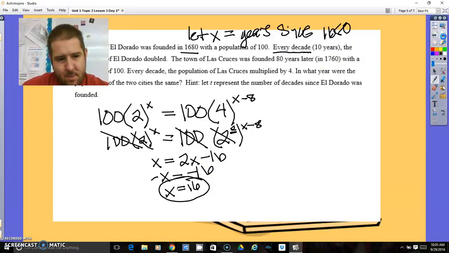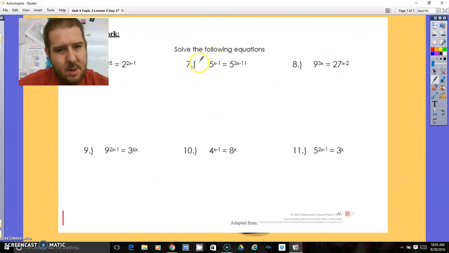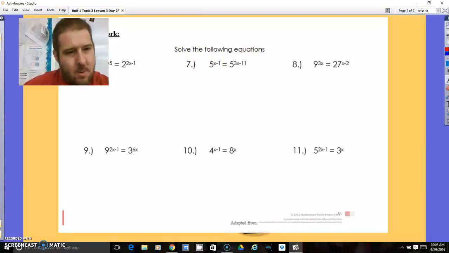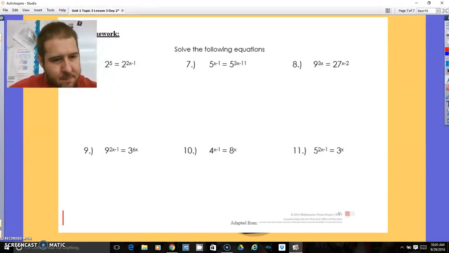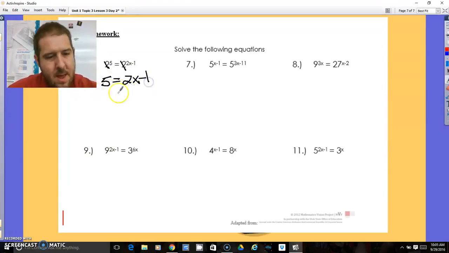All right. Finally, we're on to the homework. Sorry, this video is getting a little bit long. Solve each of the following equations. 2 to the 5th power equals 2 to the 2x minus 1. They both got base 2, so I can literally cross those off. Move me again. I'm in the way again. So that leaves us with 5 equals 2x minus 1. Add 1 to both sides. Divide both sides by 3. And x must be 3.